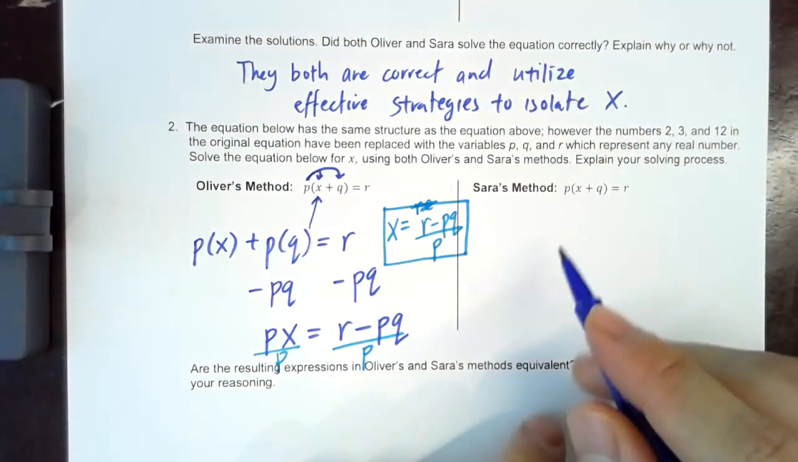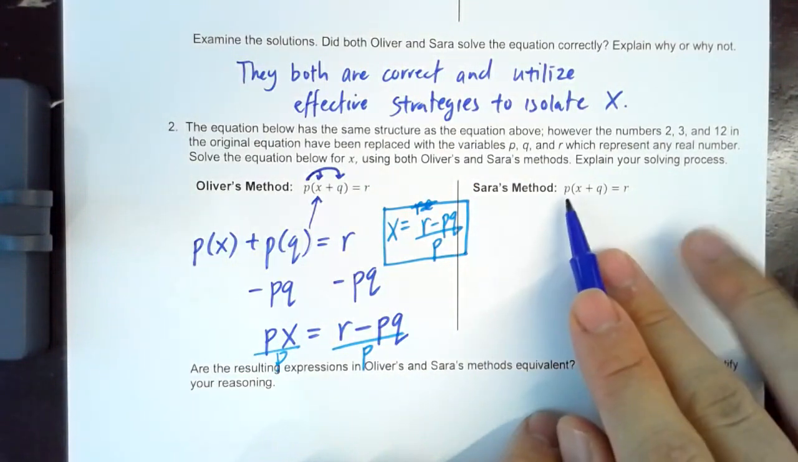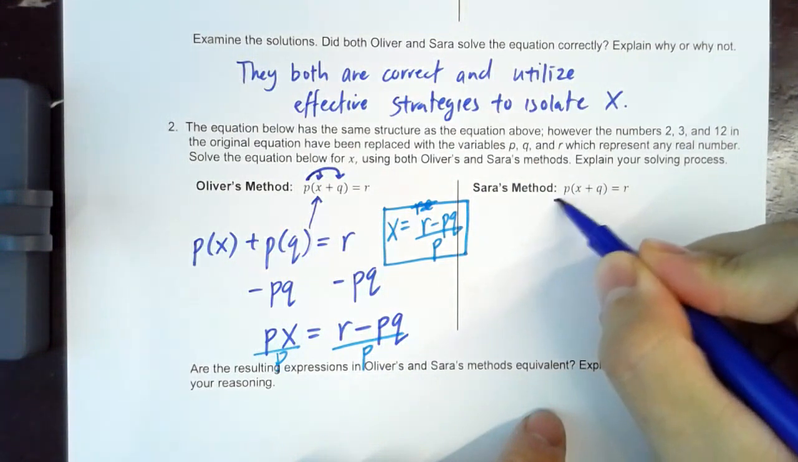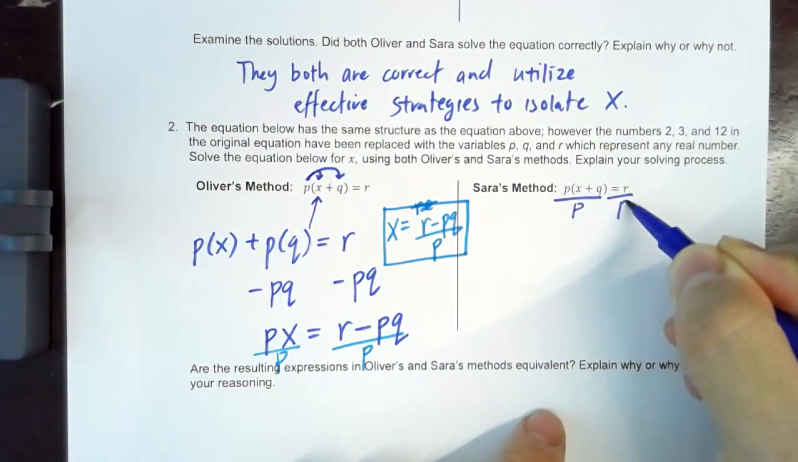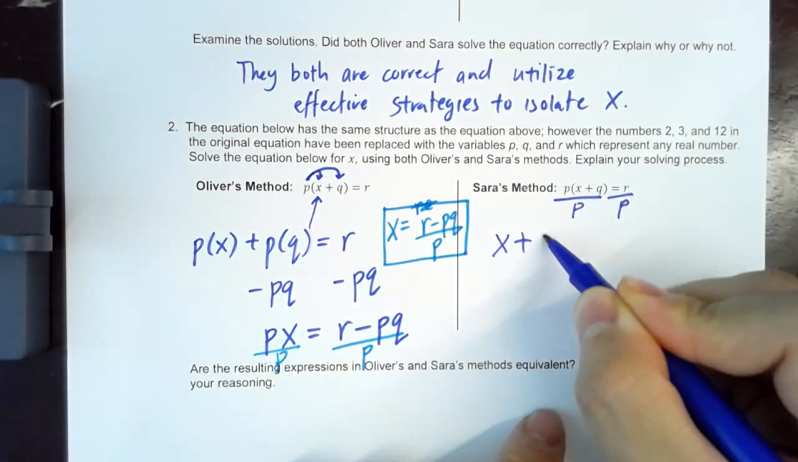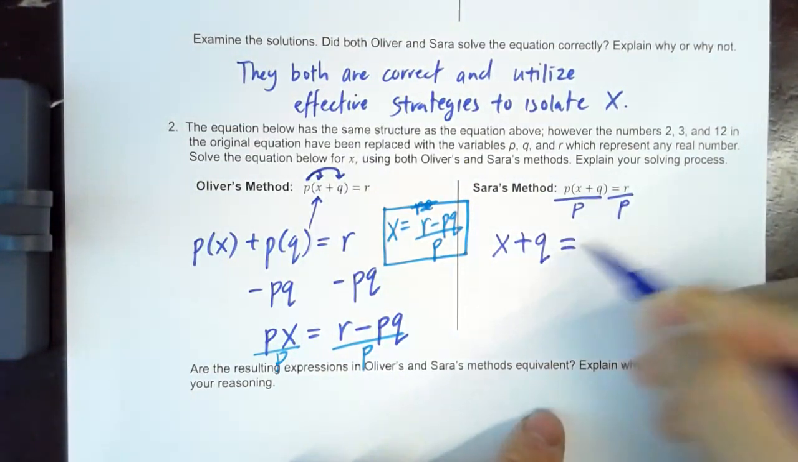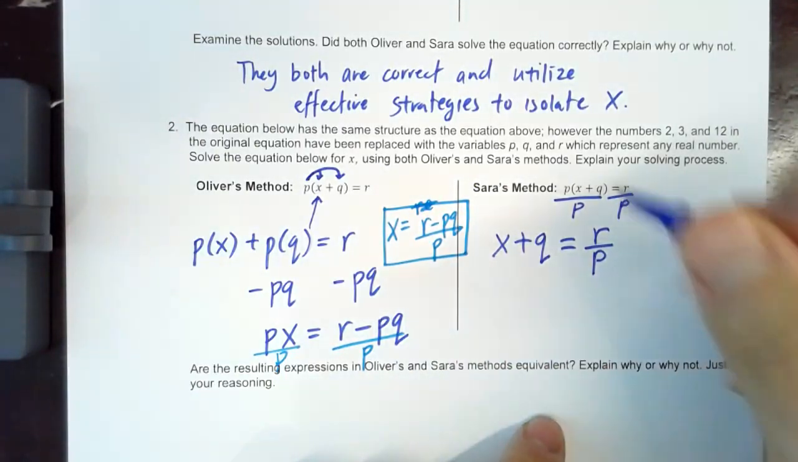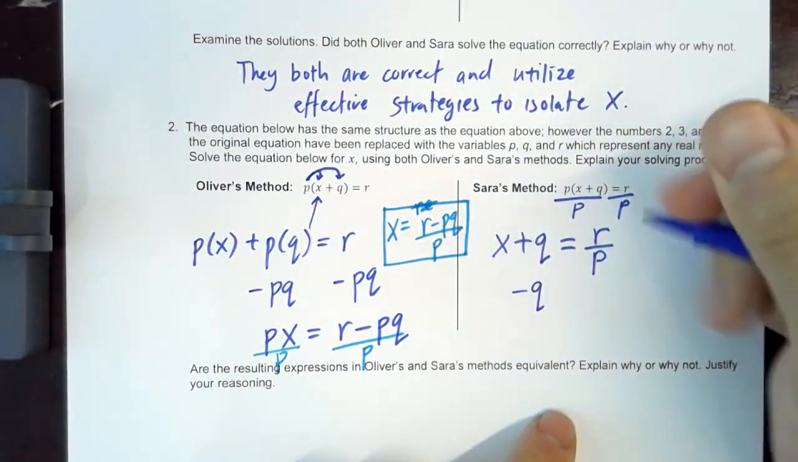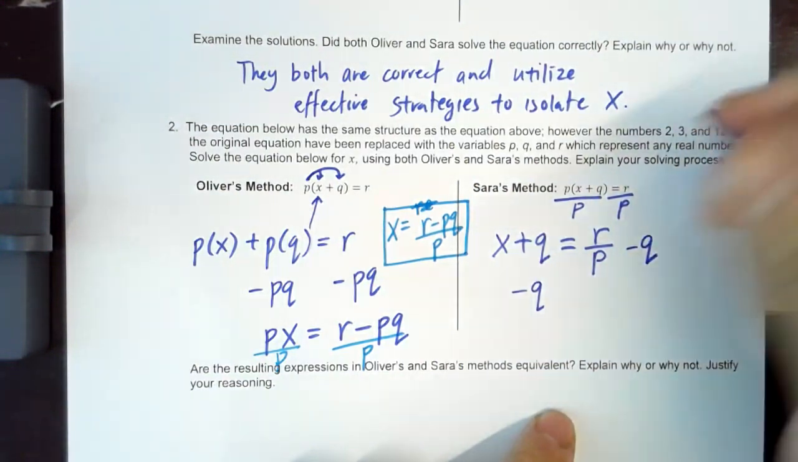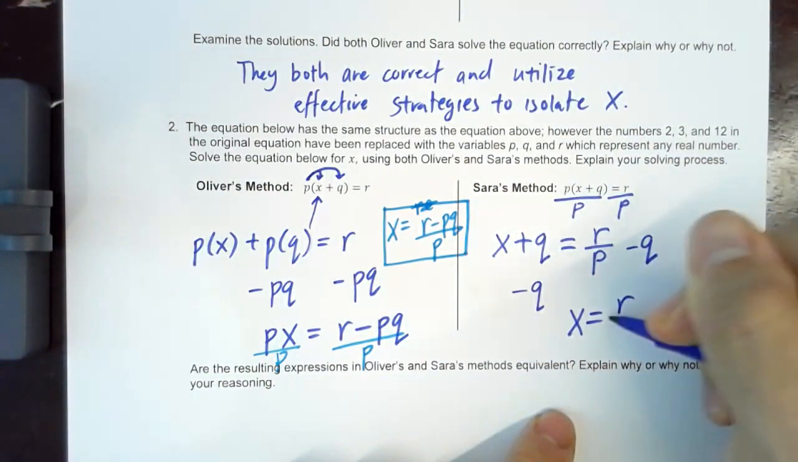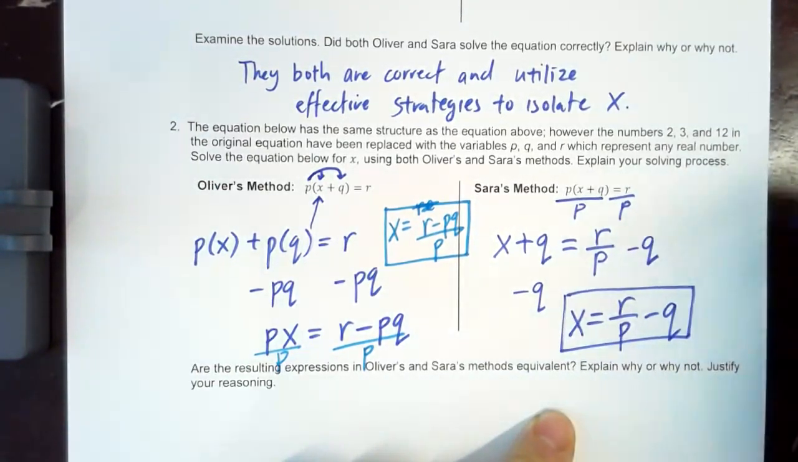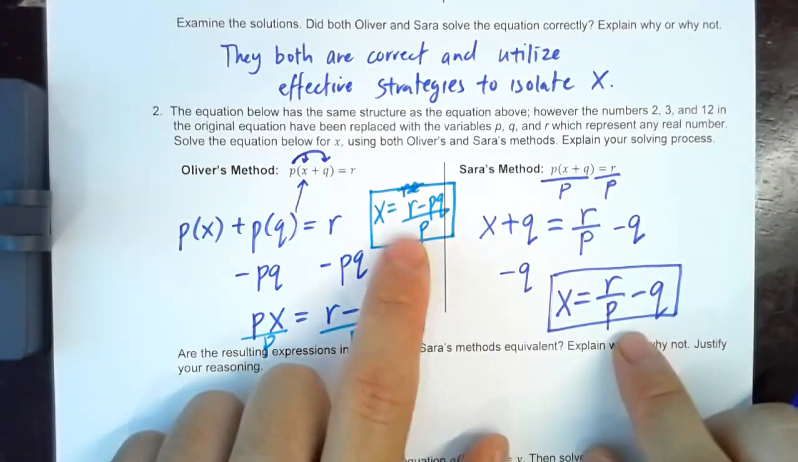Let's see if Sarah's method, when we divide away the value of p, is a little bit cleaner. So instead of distributing, I'm going to divide both sides by p, and I end up with x plus q is equal to r divided by p. Then I will just subtract q from both sides, and now I get x is equal to r over p minus q. Now the question is, are these two really the same?